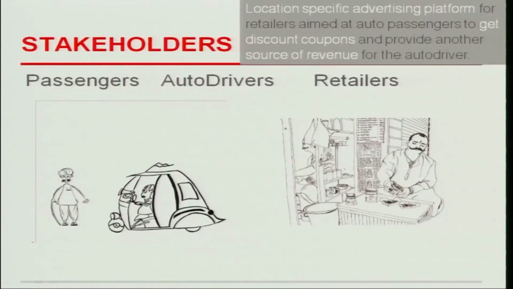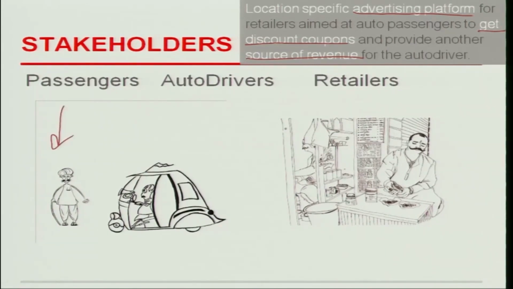I'm going to show you an example of a project in which the idea was a location specific advertising platform for retailers aimed at auto rickshaw drivers. Okay, so it would be sitting inside the auto rickshaw, and the customer, the passenger of the auto, would get discount coupons. The auto driver would get a percentage, so it would become a source of revenue for the auto driver, and the advertising platform becomes a source of revenue for the merchant, for the retailers.